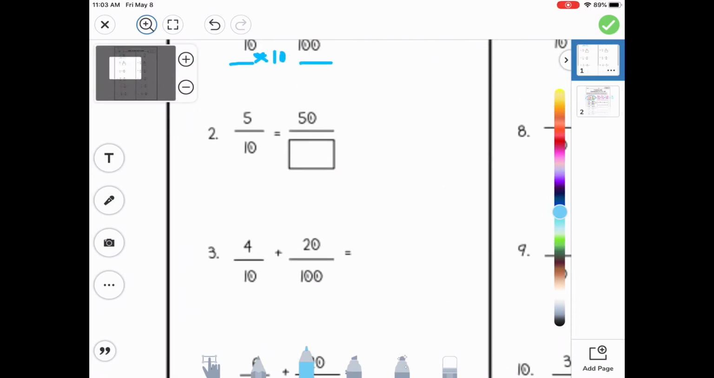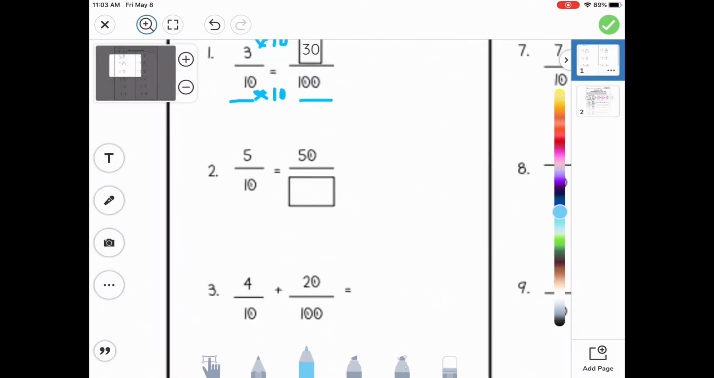All right, back to the first page. Let's take a look at question number 2. Again, all we are doing is we are turning these into equivalent fractions. So if I had multiplied 5 times 10 to turn it into 50, I need to multiply my denominator of 10 times 10, which would give me a denominator of 100.